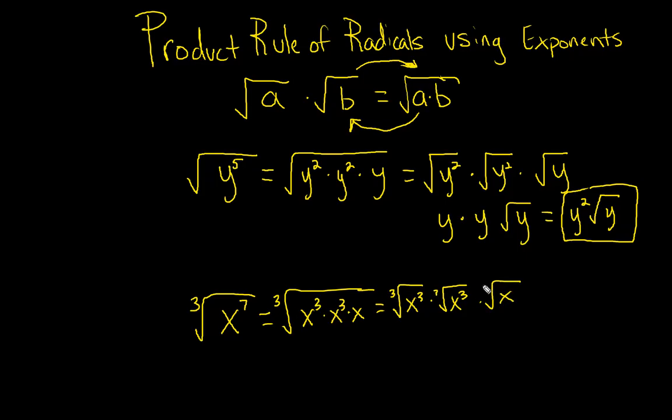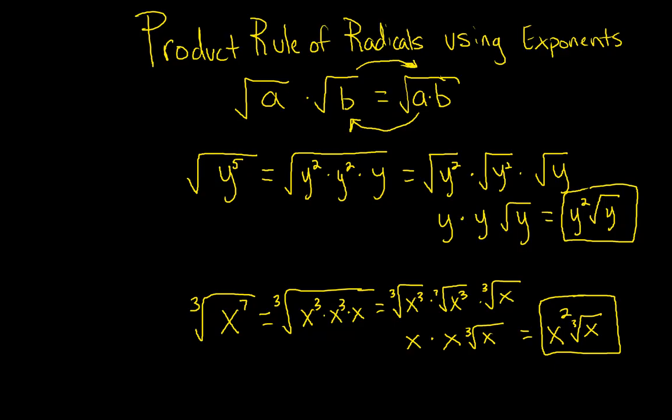Of course, our index on all of these is a cube root. We aren't going to change that. But the cube root of x to the third power is just x. Same with this one. And then we are left with the cube root of x. And when we combine at the end, it gives us x squared times the cube root of just x. So now it is simplified from the original expression.